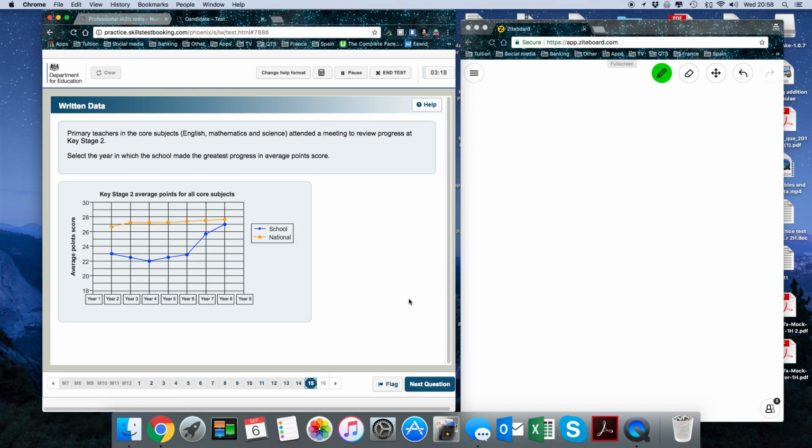Oh, another line graph. Okay, right. It says select the year in which the school, again that's the blue one, made the greatest progress in average point score. Again, I don't like this question. This is ambiguous. There's 2 possible correct answers here, which is always a bad thing in maths. The thing is you can go to the graph and easily see that the biggest climb is between year 6 and year 7.